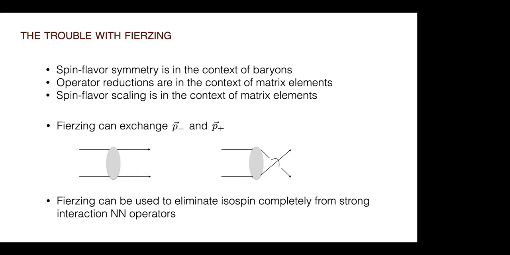Okay, so the trouble with the Fierzing is that in a Fierz situation, you're really just talking about something that is a mathematical identity. And so you'd be like, this is an operator, I'm just doing a mathematical manipulation. There's nothing wrong with that. I'll just go ahead and do that. And what could possibly go wrong?